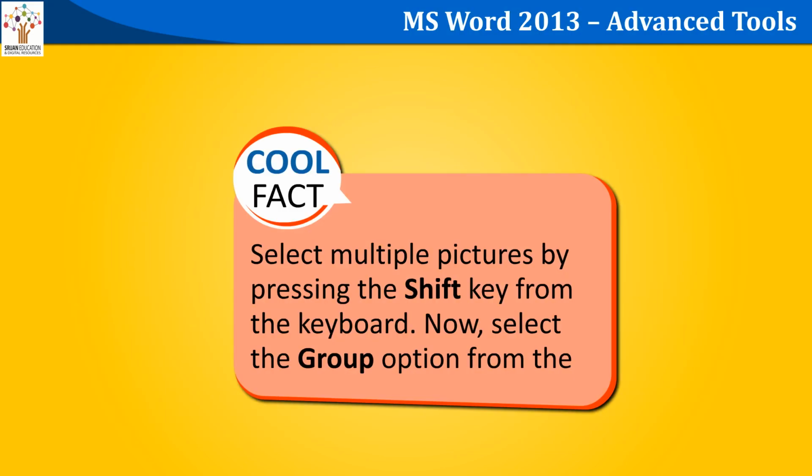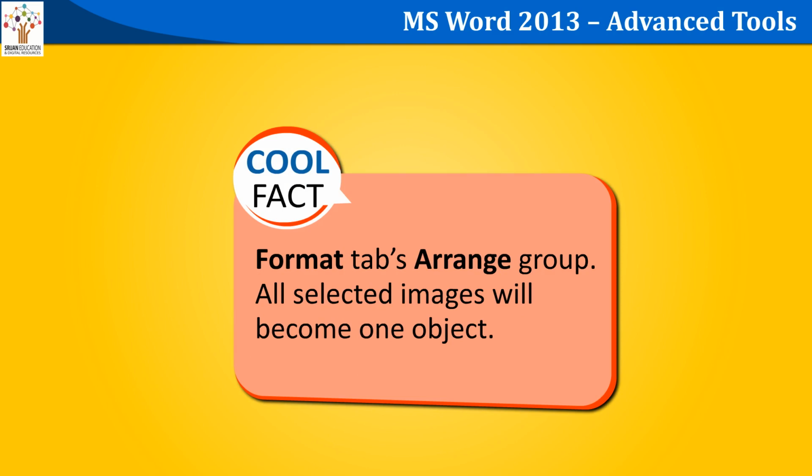Cool fact: select multiple pictures by pressing the Shift key on the keyboard. Now select the Group option from the Format tab's Arrange group. All selected images will become one object.